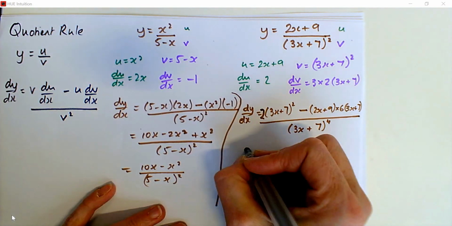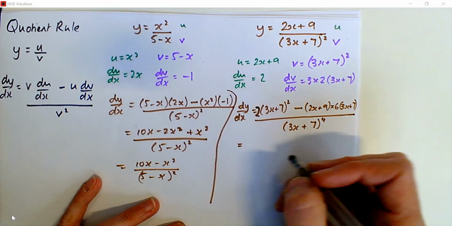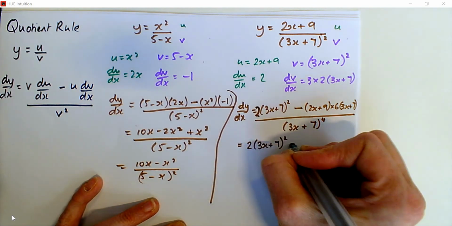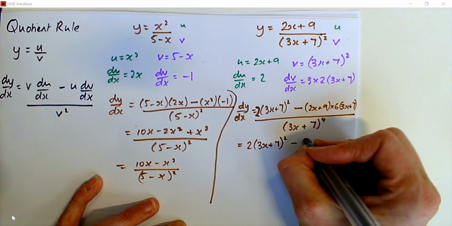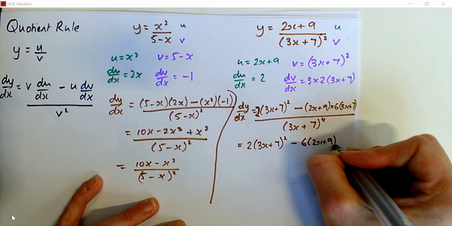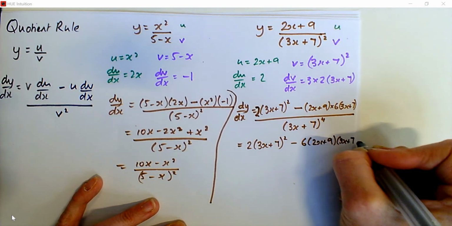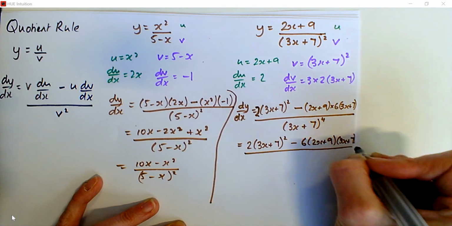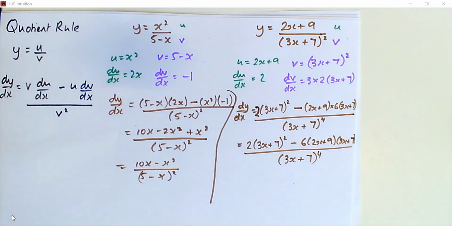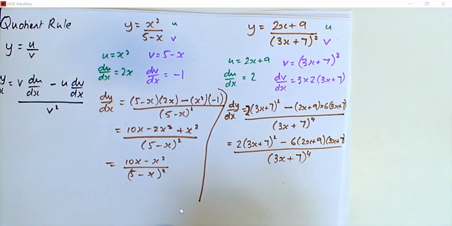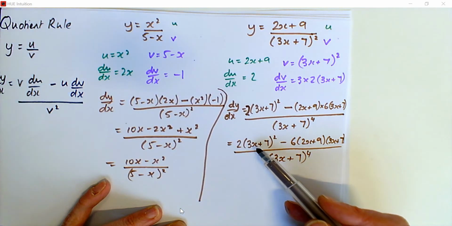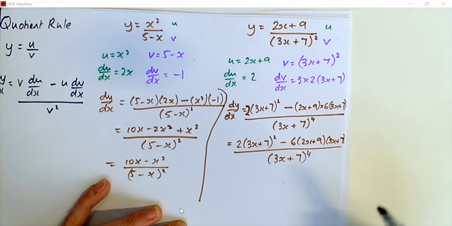Okay, so I am going to tidy up the numerator. So I could write 3x plus 7 squared minus, I'm going to bring the 6 to the front because it's a number on its own, and then I've got 2x plus 9 times 3x plus 7. That's perfectly respectable. You could leave it at that. I'm going to do a little nifty trick for factorizing. I can see that there's a 3x plus 7 here, and a 3x plus 7 there, and 2 goes into both terms.